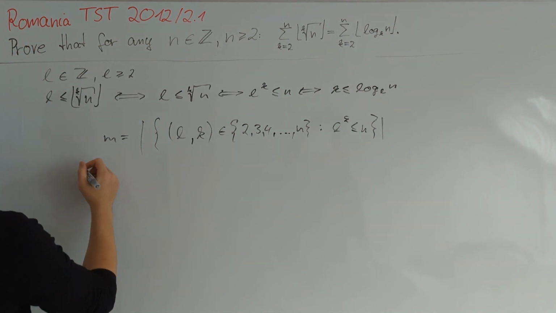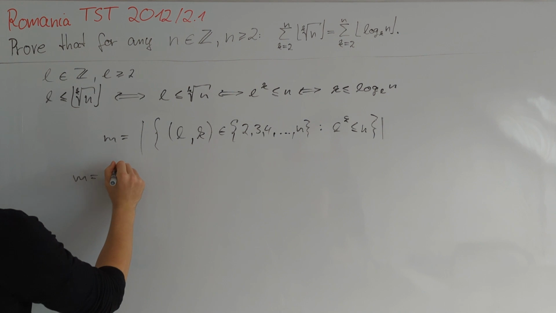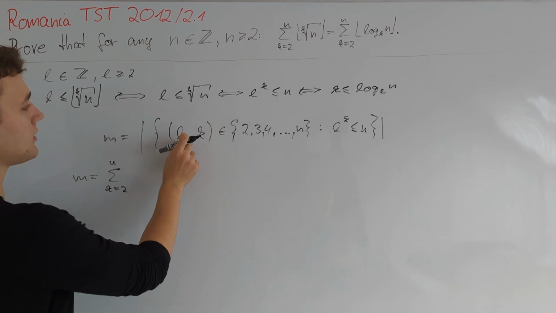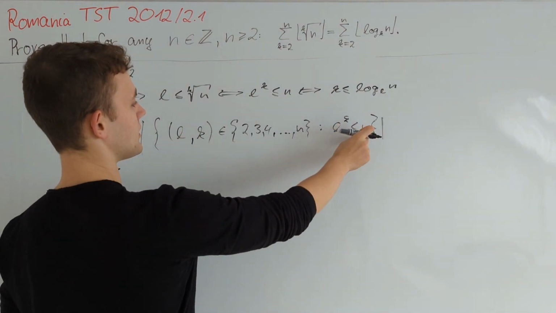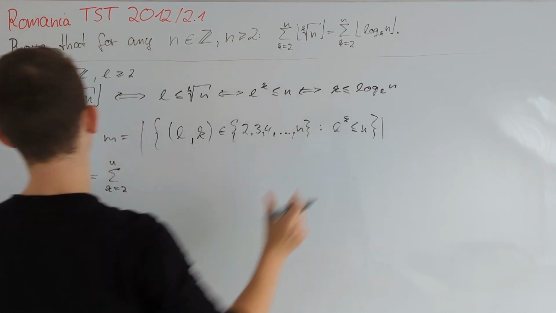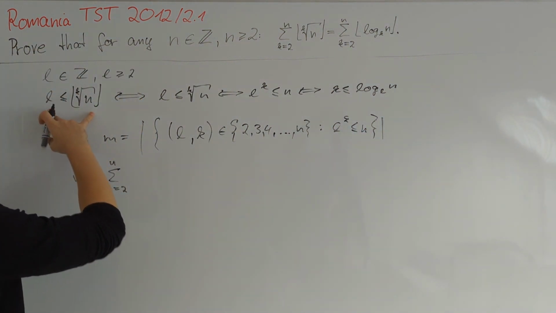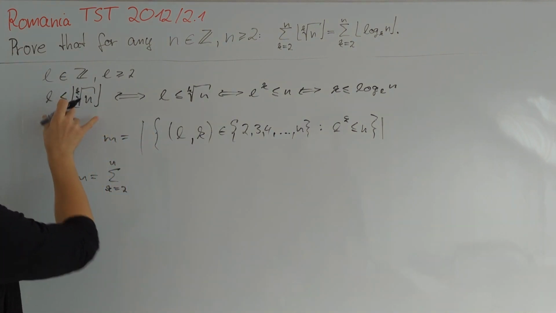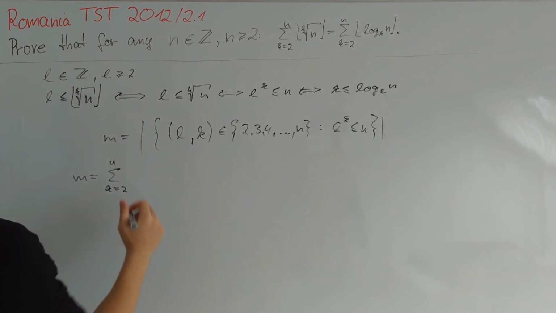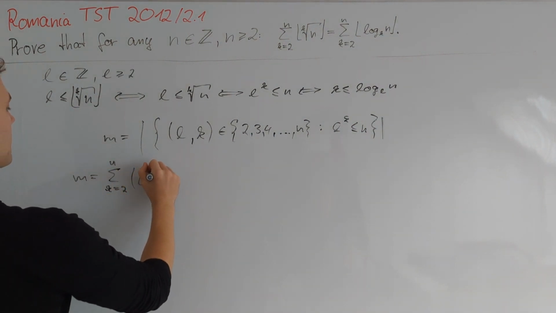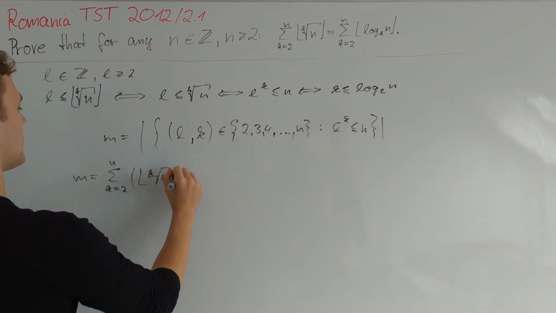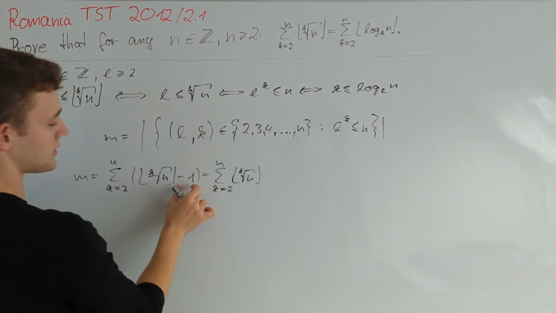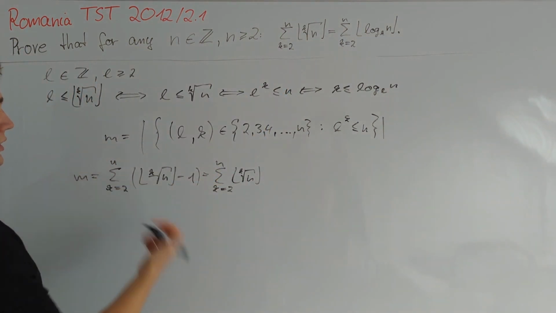First, do it from the point of view of k. So m is equal to the sum of k equal to 2 up to n of all possible values of L in this set, such that L to the power of k is less than or equal to n. We have already seen that this is equivalent to L being less than or equal to the floor of the kth root of n. Now, the number of values L satisfying this and L greater than or equal to 2 is exactly the floor of the kth root of n minus 1, which is equal to the left side of our equality minus 1 times the number of summands, which equals n minus 1.